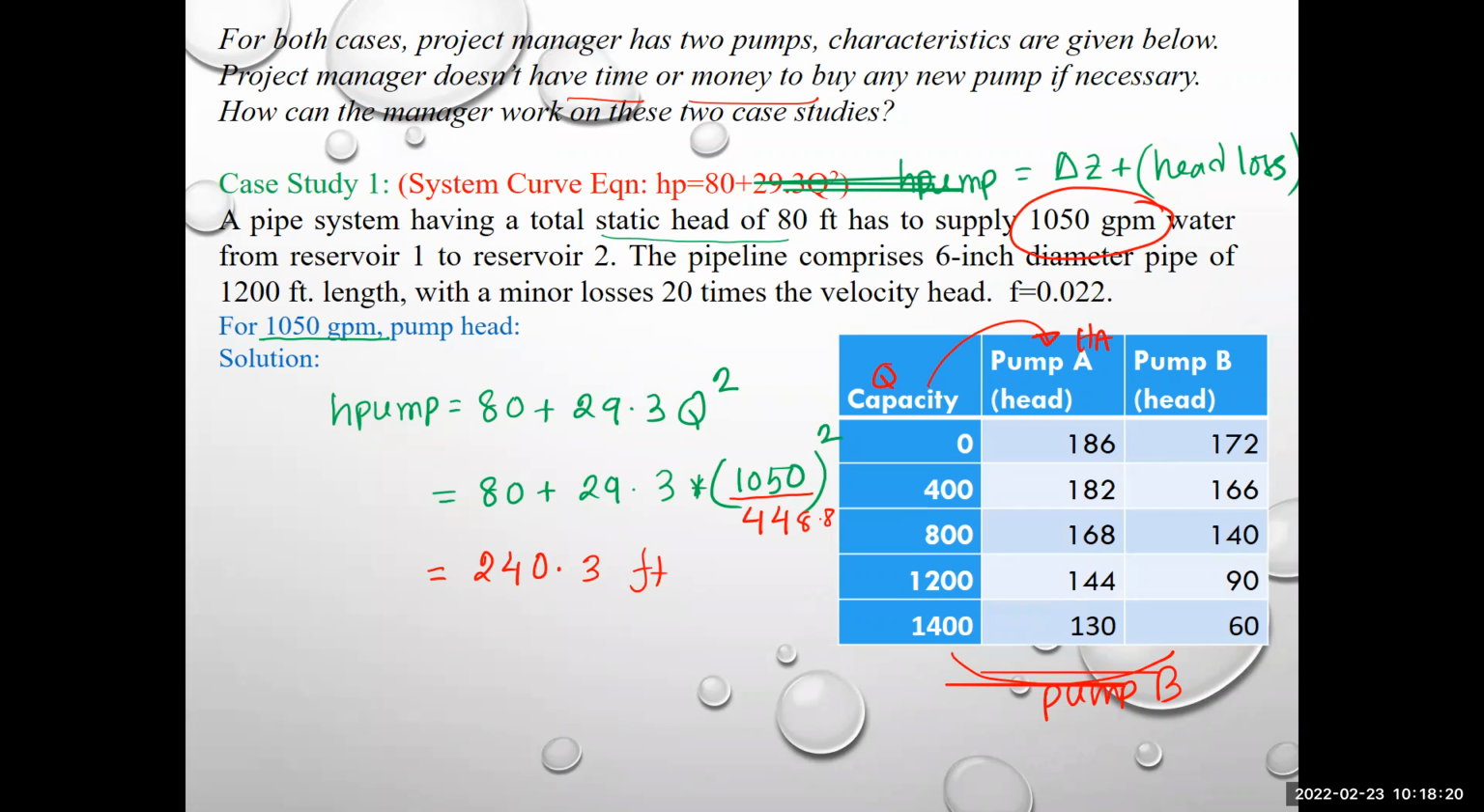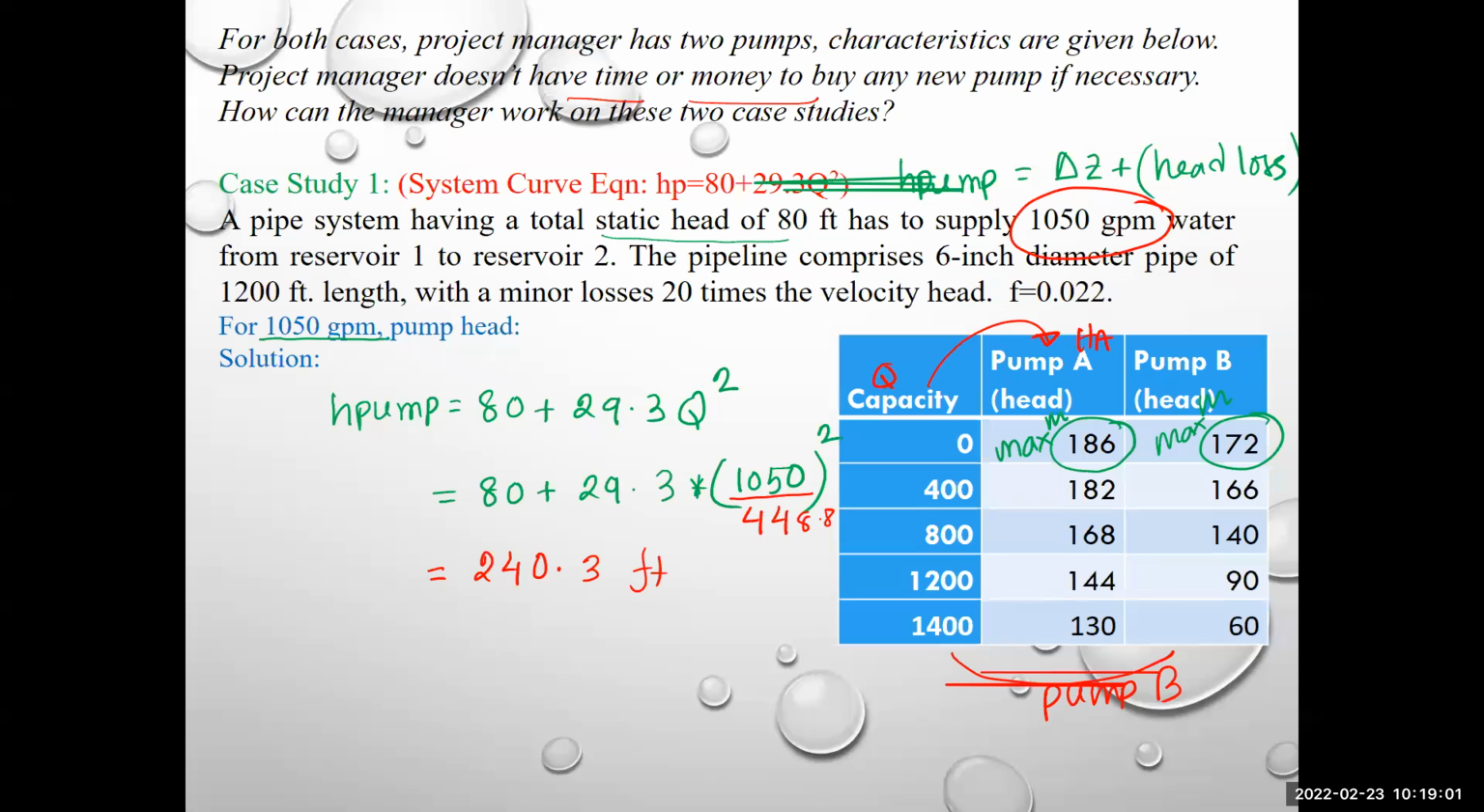Now that simply means that to supply that 1,050 GPM for that specific system, you need to provide 240.3 feet of head, right? Now let's check whether a single pump can provide that. For pump A, what is the maximum head? 186. Okay, that is the maximum. For pump B, what is the maximum head? 172. Now you see for either of these pumps, there is no head close to 240.3 feet, right?